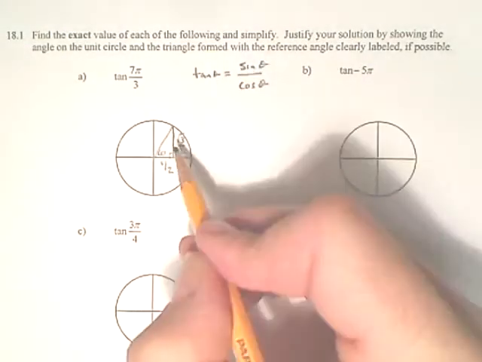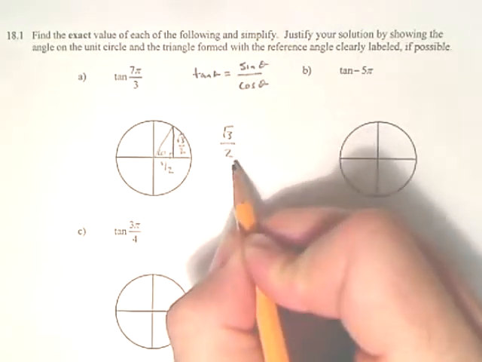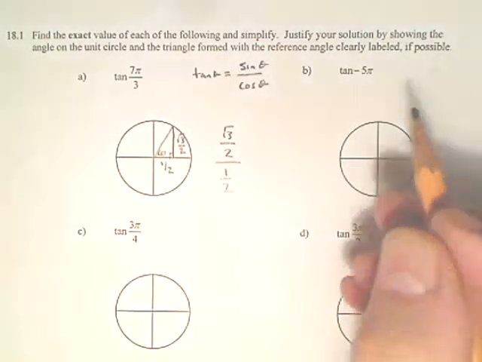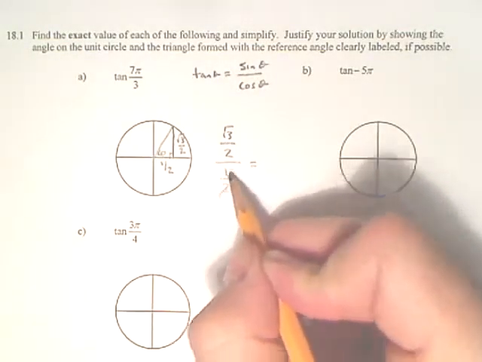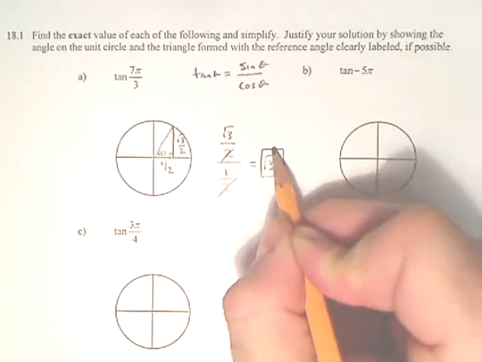Sine is the y value. The y value is the square root of 3 over 2. So we put that value on top of cosine, which is the 1/2. And we simplify that to the square root of 3. That's the solution to A.